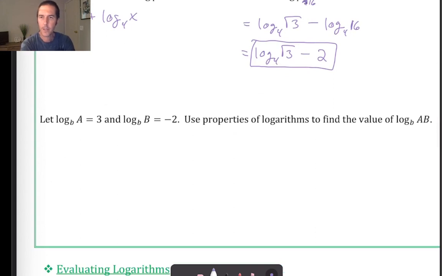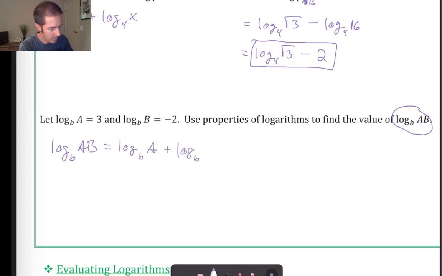Now we've got log base b of A equals 3, log base b of B equals negative 2. We want to use the properties of logarithms to find the value of this. I'm going to take this original statement, log base lowercase b of the product, capital A and capital B. It's a product, A times B, so I'm going to use the reverse product rule. I'm going to decompose this and write it as log base b of A plus log base b of B.